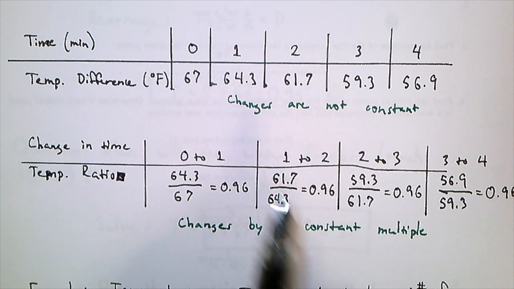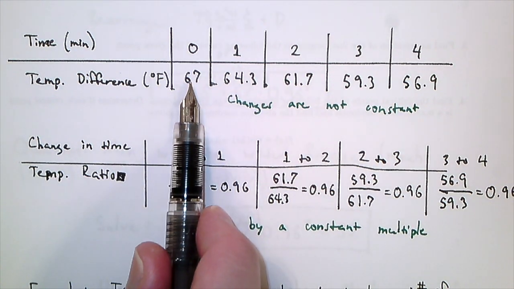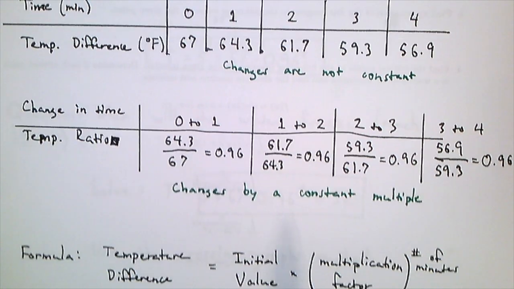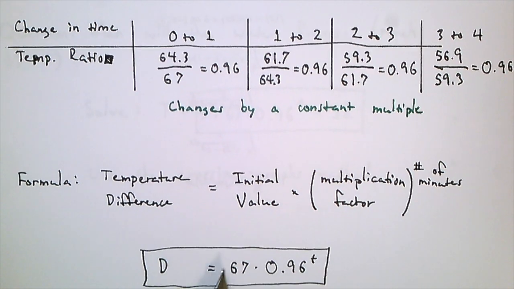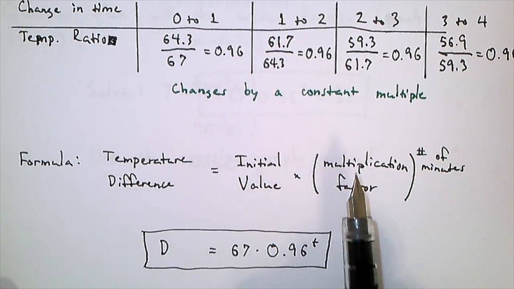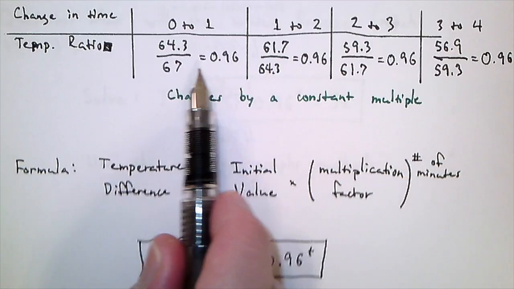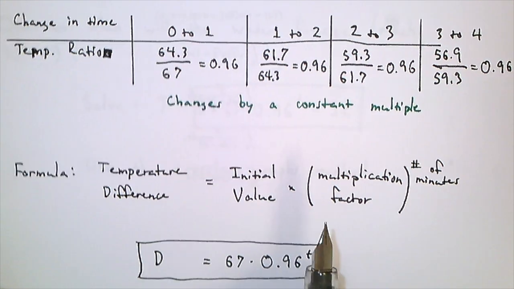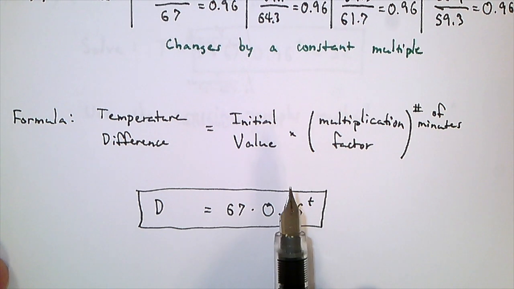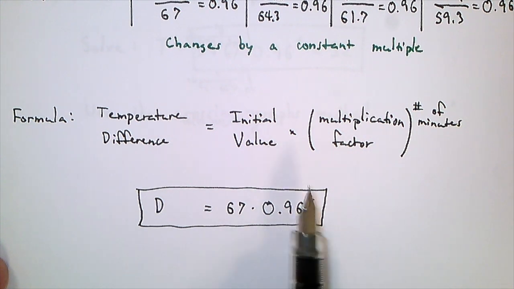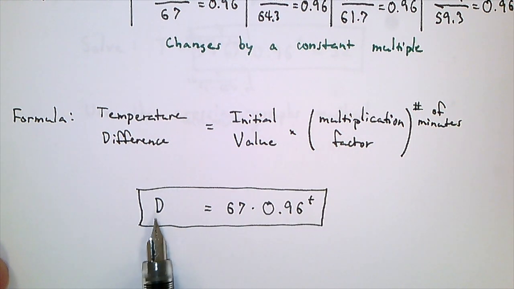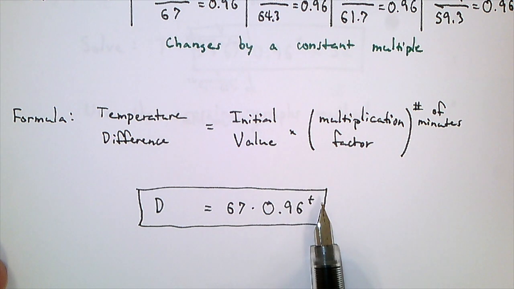You can read this initial value for the temperature difference here. Fill that in. And fill in the multiplication factor that you found in the table, the 0.96. And then pick variable names. Here I've chosen D for temperature difference and T for time in minutes.